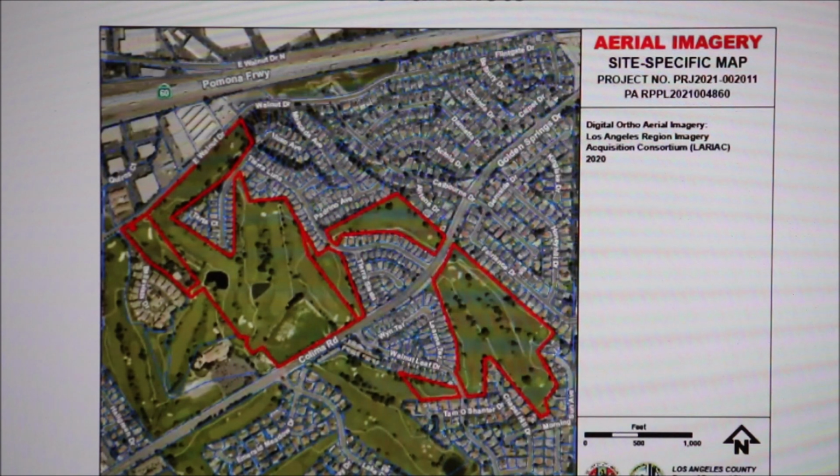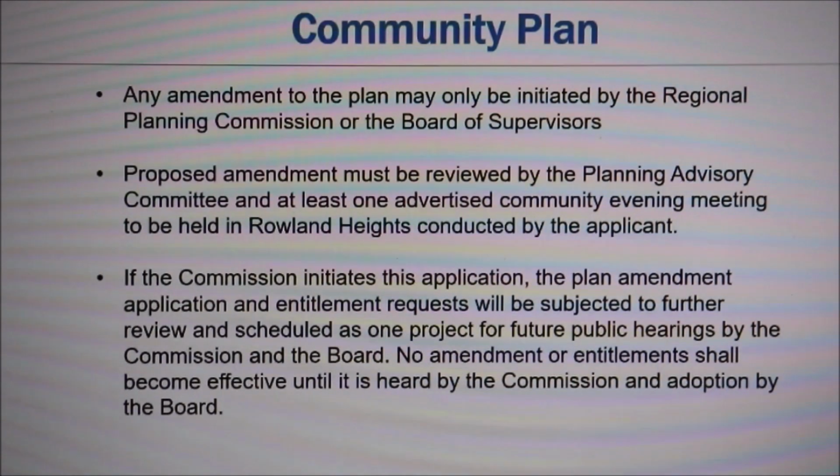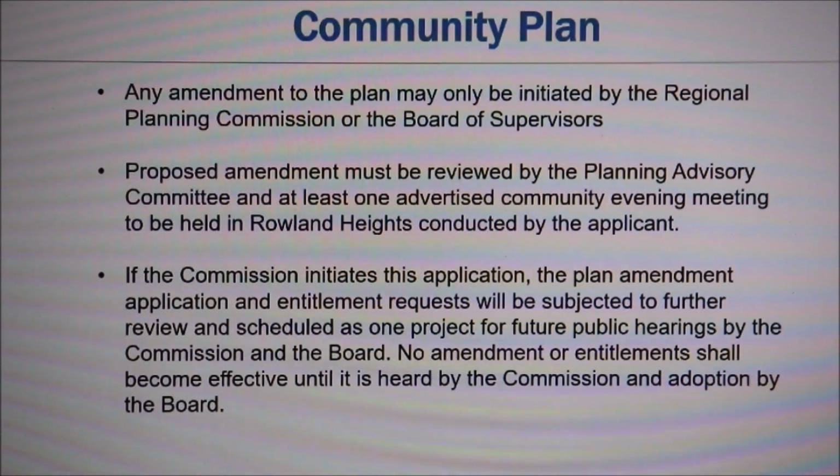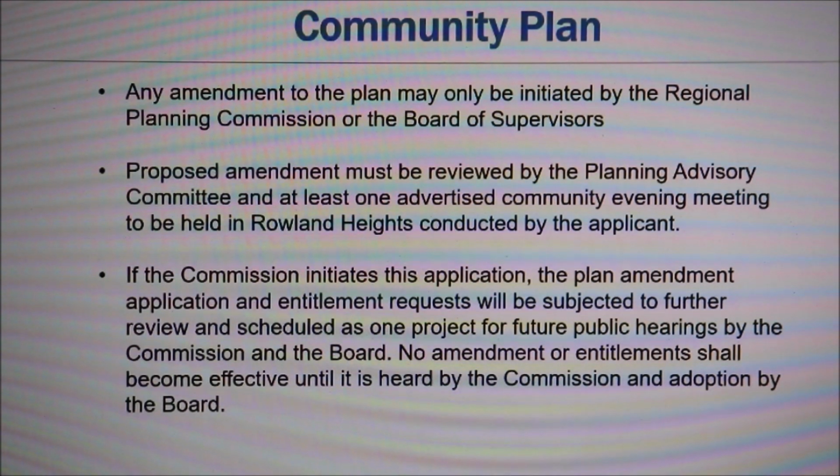This is just the aerial photo of the property. As you can see, it's the 6 lots located within this area and highlighted in red. Next slide, please. The community plan states that any amendment to the plan may only be initiated by the commission or the board. The community plan states that any such proposed amendment shall be reviewed by the planning advisory committee and at least one advertised community evening meeting to be held in Rowland Heights conducted by the applicant.